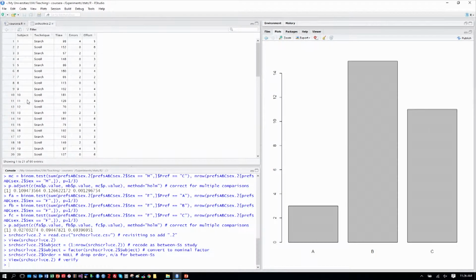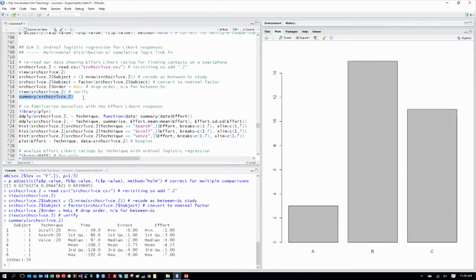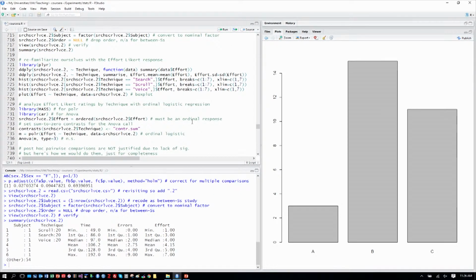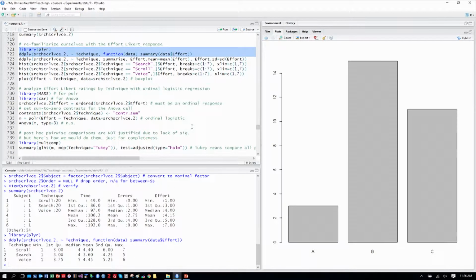It has the techniques then, the time taken, errors, and effort column, which again is what we care about, the 1-to-7 ratings. So we can summarize over that table by column and see our output there, as we often do. And then we can actually familiarize ourselves again with the response, the effort rating in this case. So we can see in the output down below here that we have our means and medians for each of the Likert responses. And it looks like 4.4 for scrolling. Higher was more effort, so search was 3.6 and voice was about 4.4.